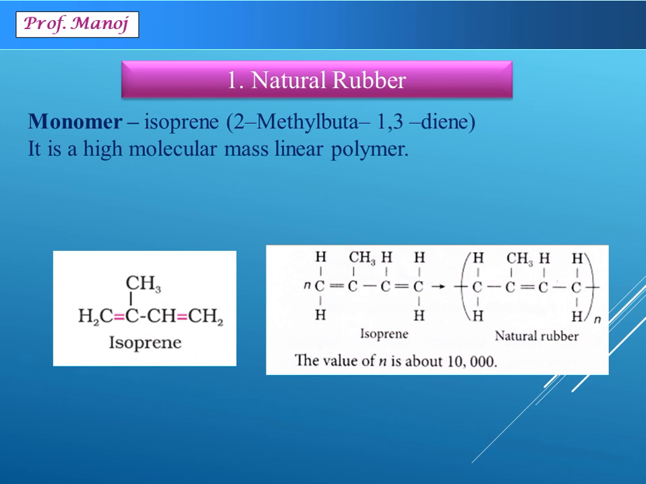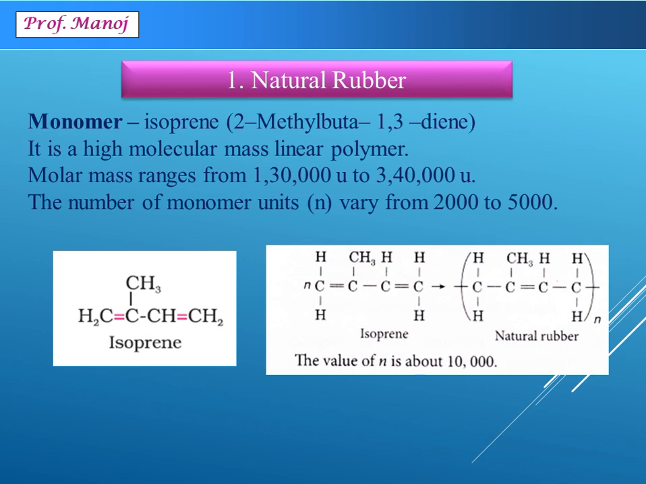The value of n here is quite large. It's around 10,000 units and the molar mass ranges from 1,30,000 to 3,40,000. The number goes from 2,000 to 5,000. Highest discovered is around 10,000.